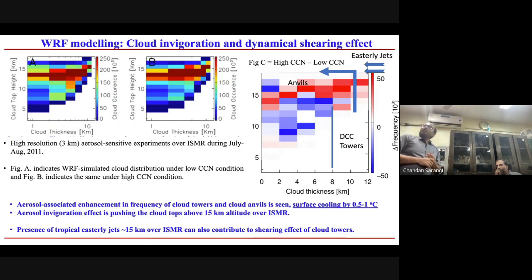Effectively, I will not go into much detail. This is the difference plot, and the y-axis is height, the x-axis is thickness. In a simulation, you can always know the thickness of your cloud layer, and if you take a difference, this is the region of tower because the thickness will be very high and your cloud top will also be very high. Anvils are where thickness is low but the top is very high, right? Tower and then anvil. And it started to look like anvils are increasing if you increase the aerosol.